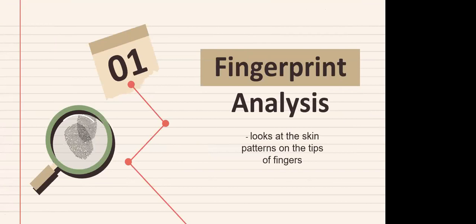First is the fingerprint analysis, which looks at the skin patterns on the tips of fingers. Since, di ba, we all know that everyone has a unique fingerprint, even twins, magkaiba sila ng fingerprints, di ba? So this is mainly about checking and comparing the ridges, swirls, or sweat glands from our fingers or fingerprints ng victim sa available na fingerprint records nila noong nabubuhay pa. Next po.